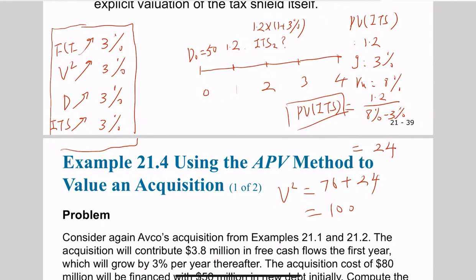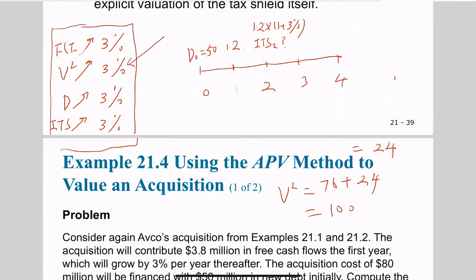I would say this step is pretty important, right? You have to understand why the levered value increases at 3%. Okay, maybe I should show you why the levered value increases at 3%.